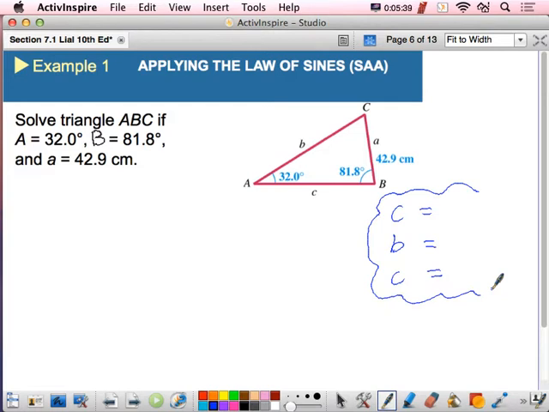Does that make sense? Okay. One of those things is really, really easy to find. What is it? Capital C. Yeah, we know that in a triangle, the angles have to add to exactly 180 degrees. So if you know two angles, you can always find the third by taking 180 and subtracting the others from it. So let's do that first. Let's find capital C.